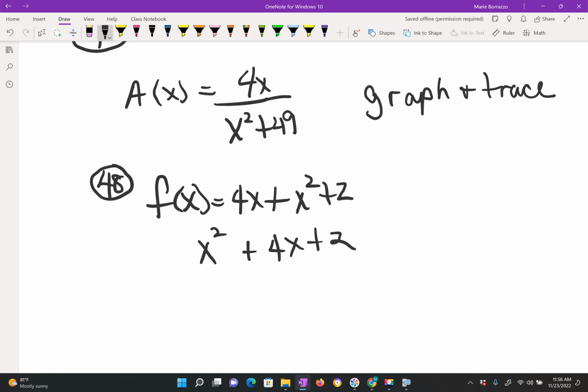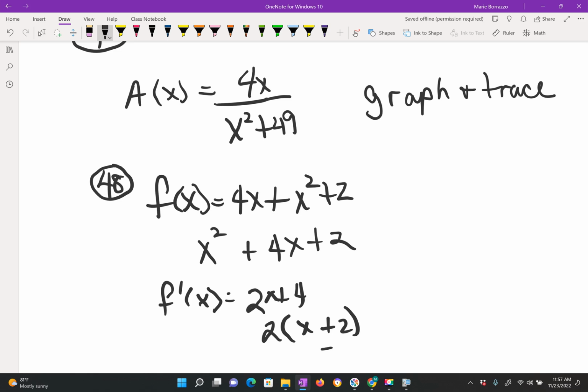If I take the first derivative, notice that I get 2x plus 4. If I factor out the 2, I get x plus 2. So possible solution in this case, -2. There's also a possibility of 0. There's always a repeating 0.